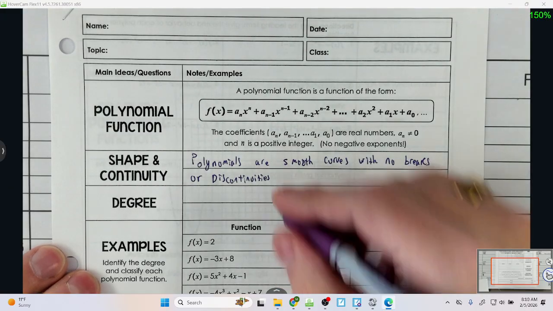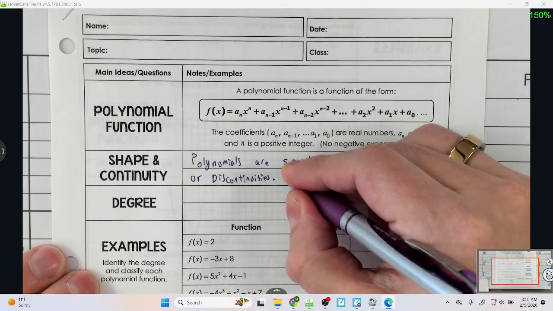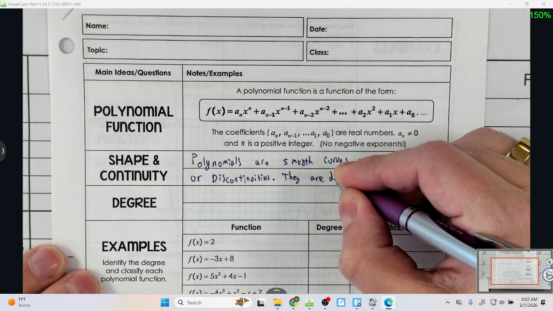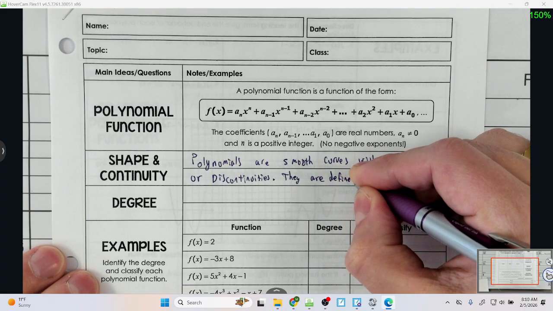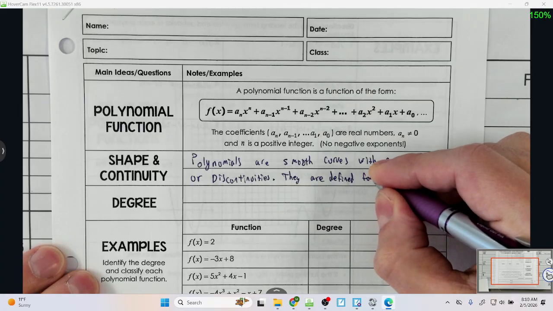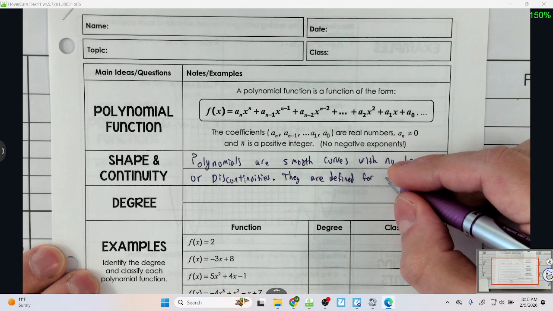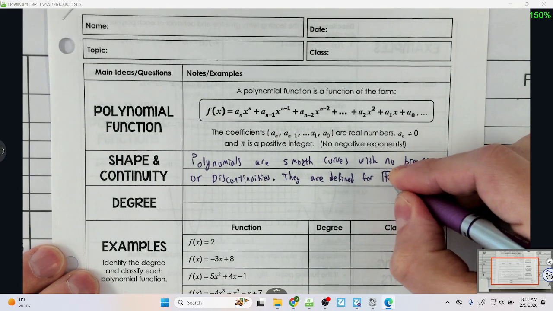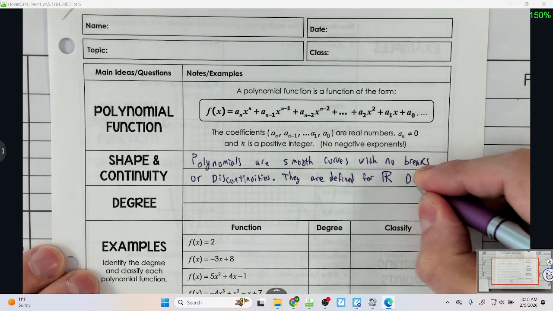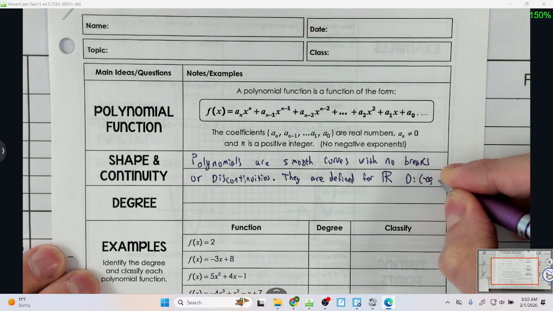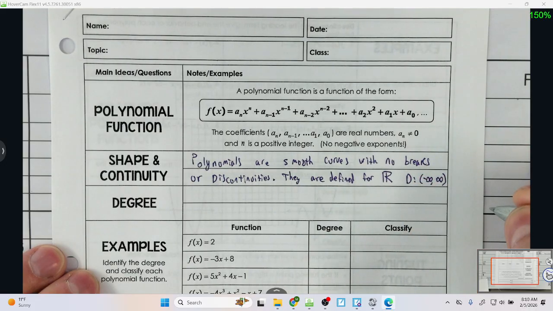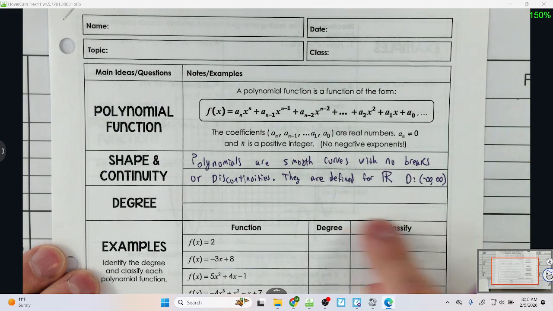Yes. They are defined for, I guess, all real numbers. This is the symbol for that. In other words, the domain is negative infinity to infinity. Okay, does that make sense to you? The way that I wrote that?